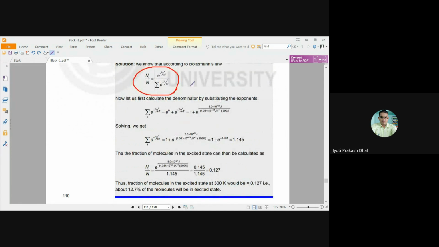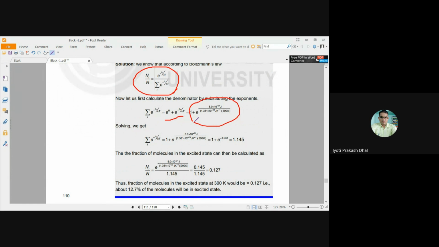So, in the mathematical form of the Boltzmann distribution law, the denominator is the summation of e to the power minus epsilon i by kT, which equals e to the power 0 plus e to the power minus epsilon 1 by kT, that is equal to 1 plus e to the power this one. So here we are putting the value of epsilon 1.